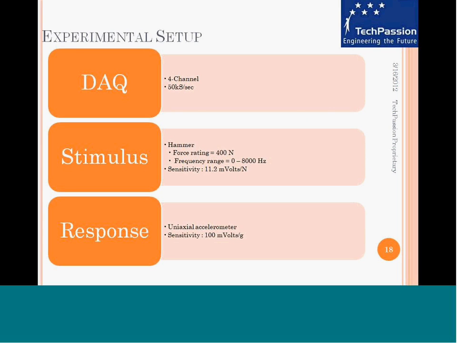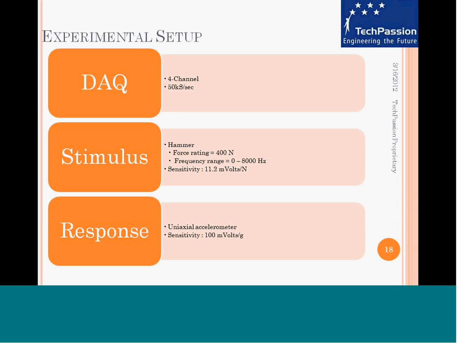So the experimental setup consists of a data acquisition system, which is 4 channels and with a sampling rate of 50 kilosamples per second. That's the maximum. And we used a hammer to give the excitation to the structure. The hammer has a force rating of 400 newtons and a frequency range of up to 8 kilohertz. And the sensitivity of the hammer is 11.2 millivolts per newton. And when you take the composite beam and give it an impact with a hammer, the beam vibrates, and the vibration response is picked up using a uniaxial accelerometer here, and it has a sensitivity of 100 millivolts per G.